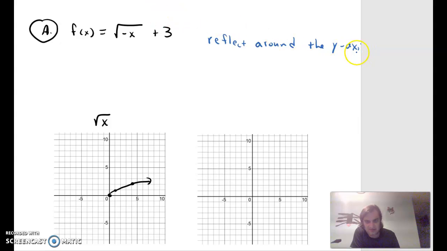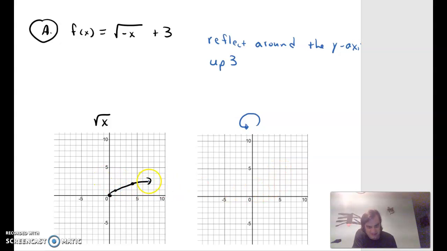Oops, I ran off the paper. I wasn't expecting that. And then after the square root is taken, we see a plus 3, and that will move it up 3. So basically what happens is our graph, our square root function, is rotated around the y-axis. That got a little messy there. Let's try my little arrow again. So it's rotated around the y-axis and then moved up 3.